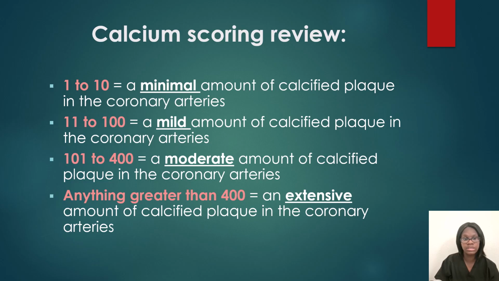For numbers 1 to 10, this is a minimum amount of calcified plaque in the coronary arteries. Score 11 to 100 is a mild amount of calcified plaque in the coronary arteries. For numbers 101 to 400, this is a moderate amount of calcified plaque in the coronary arteries. Anything greater than 400 will be considered an extensive amount of calcified plaque in the coronary arteries.